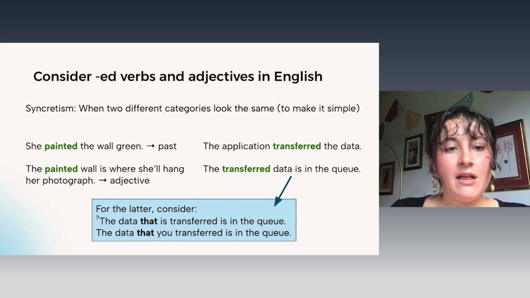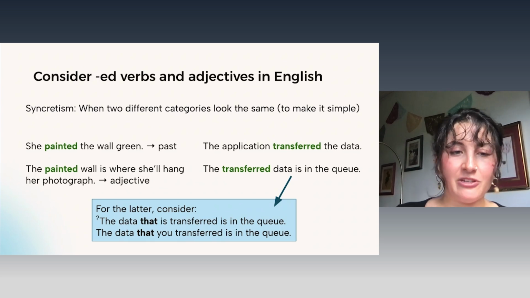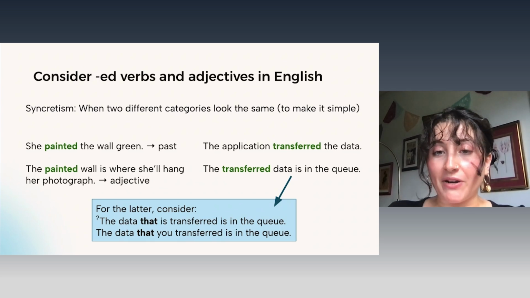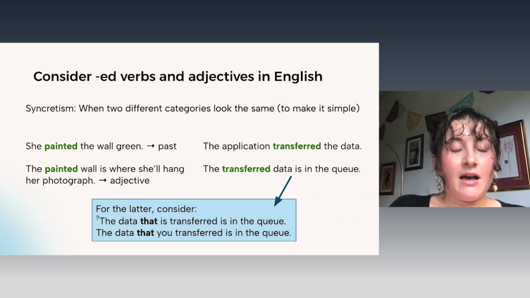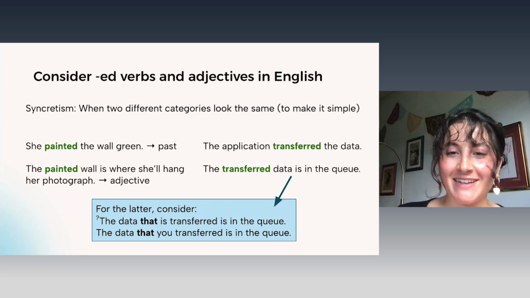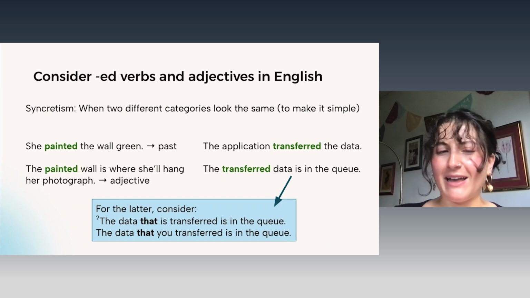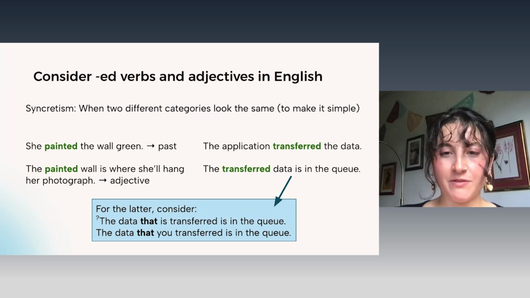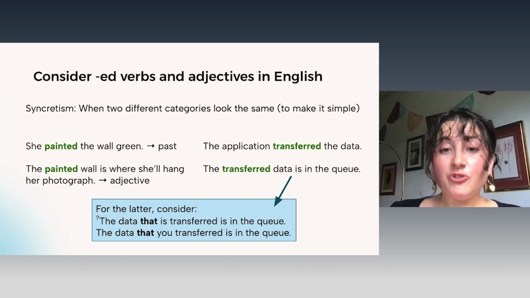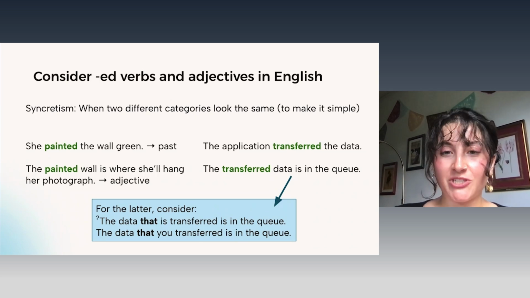So for example, the data that you transferred or the data that is transferred is in the queue. Now I have a question mark next to the first example because a lot of times when we add that, the protest I hear a lot is, this makes the sentence sound weird and too long and awkward, and I thought when we're writing we're supposed to use fewer words. And that can be true for sure.